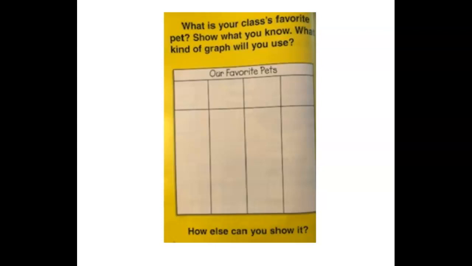So we're going to find out what is your class's favorite pet, show what you know, what kind of graph will you use. We'll have to decide what kind of graph we could use. Some of us might want to use a tally graph, a bar graph, or a pie chart. That's going to be up to you. And we will talk about it, and then we'll talk about how else we can show it. So have fun making these different graphs, and we'll talk very soon about it on Wednesday.